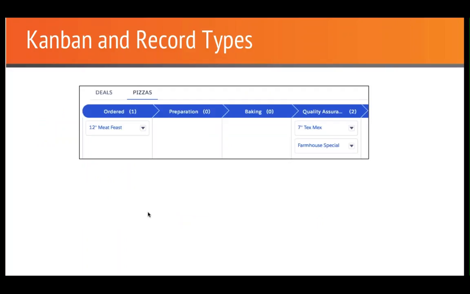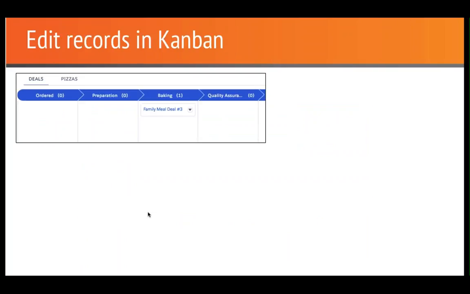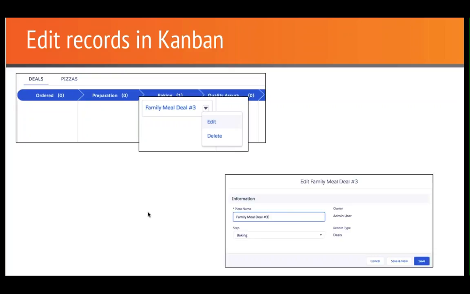If you have different record types, then these just appear as subtabs on the Kanban view. So you can see on the top left here above the ordered, I've got record type for regular pizzas, which we're currently viewing, and also for meal deals, so I can see which status any of those are in. You can also edit records directly in the Kanban view by clicking the little drop-down icon and then choosing the edit option. This opens up a dialog where you can edit the record details and save them there.